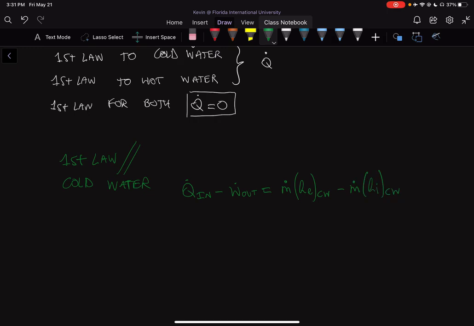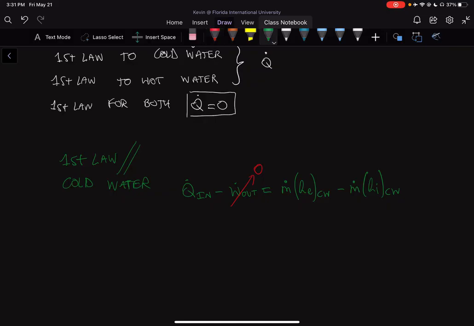And we got rid of our kinetic energy and our potential energy terms because they're equal to 0. We also know that work out is equal to 0 because we're told that in a heat exchanger we have no moving parts, therefore we just have that solution.